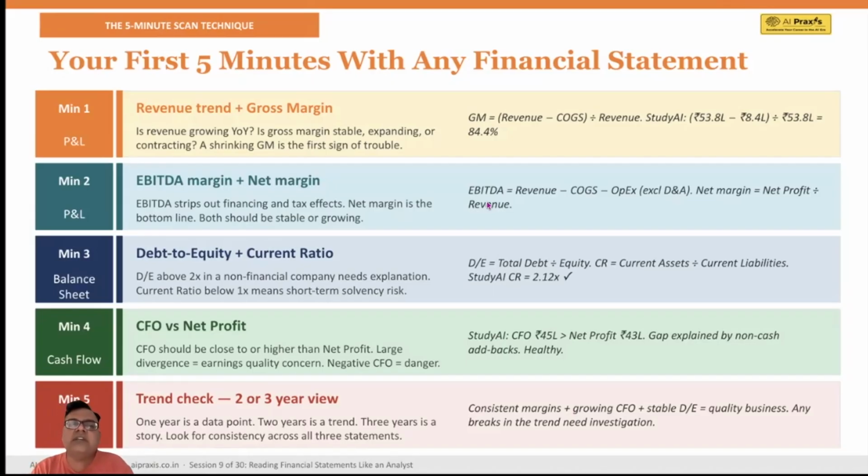So the cash is higher than profit. The difference is explained by non-cash adjustments, which is a healthy sign. And the last minute, right? The trend check, a 2 to 3 year view, you can actually do.